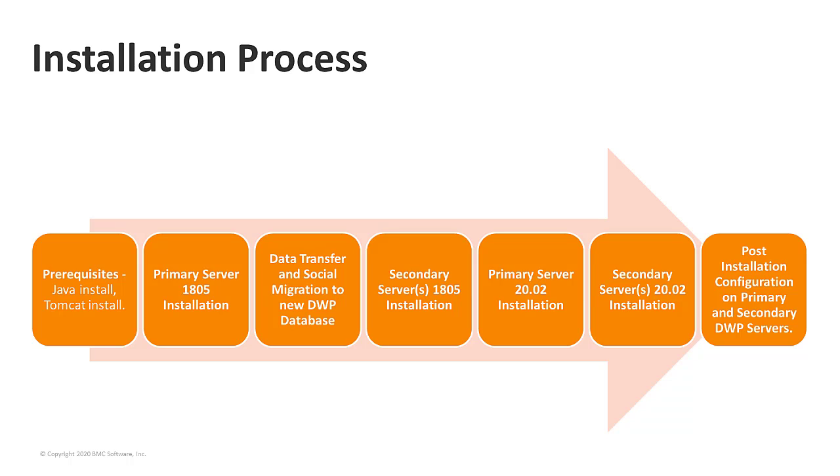primary and secondary servers. Like, you can configure RSSO integration, and you can configure the SSL if you would like to take care of the load balancer, because now the URL is going to change from /UX to /DWP. All those post installation tasks you'll do as part of post installation configuration.